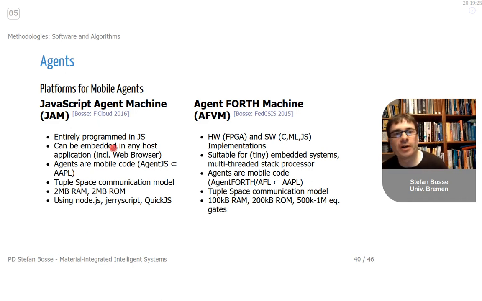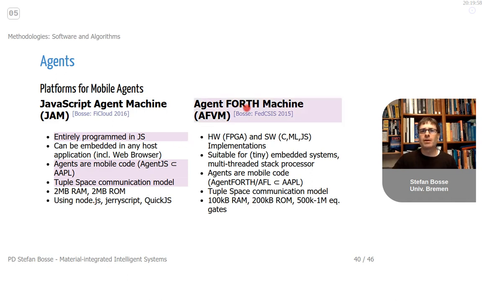So here are two prominent agent platforms I have developed and investigated in the last 10 years. It's just a tool. It's not a revolution. First of all, the JavaScript agent machine, entirely programmed in JavaScript, can be embedded in any host application, including web browsers. Agents are mobile code, and it relies basically on the tuple space communication model, but it requires about 2 megabyte RAM, 2 megabyte ROM, and so it's not suitable for material integrated systems.